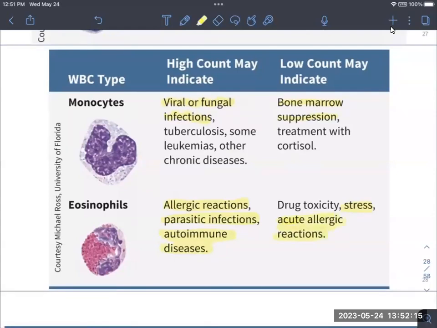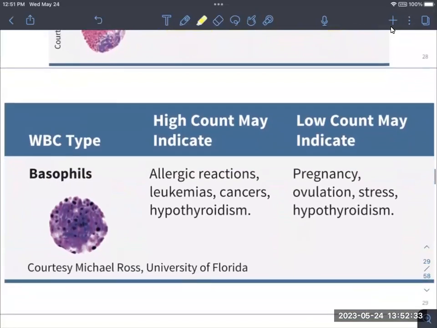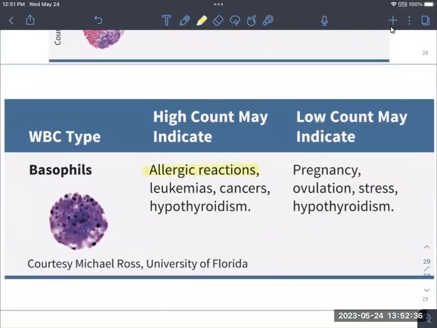An acute allergic reaction is something that comes on really fast. Your body hasn't had a chance to respond to it because it's too quick. So they may have a low count because we don't have enough available to help with whatever kind of reaction. Again, basophils get high in allergic reactions, even hypothyroidism. Pregnancy can cause low counts of basophils. Even during ovulation, basophils go down. Stress. It's kind of interesting that hypothyroidism, low thyroid numbers, can cause high or low basophils, either or.